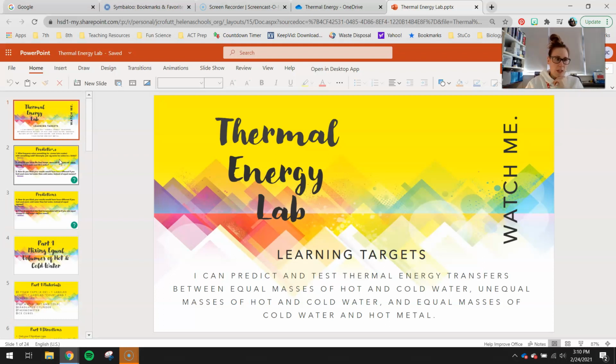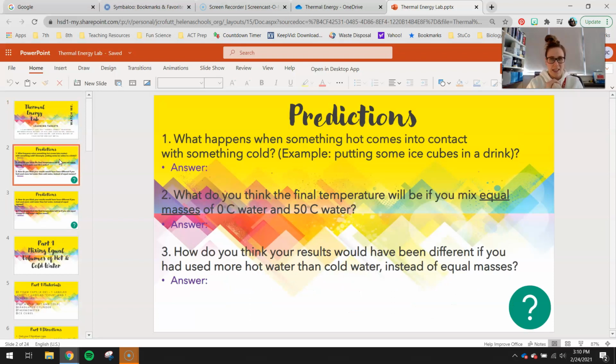All right, so moving on, you first needed to start this lab off by making a couple predictions. Aside from question 1, these predictions all refer to a certain part of the lab that we're going to be going over. So question 1 states, what happens when something hot comes into contact with something cold? So if you put ice cubes in a drink. Really think about what we've learned so far, our demos that we did on the first day, and what we just learned about what temperature is and how it transfers and what that looks like.